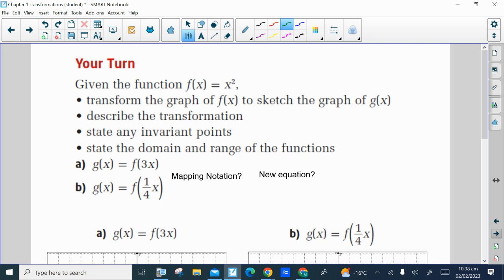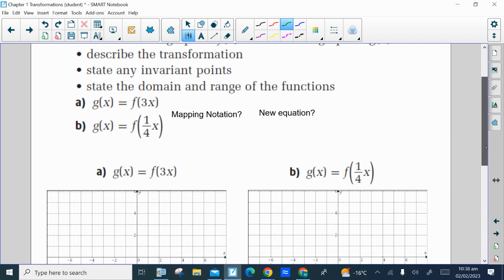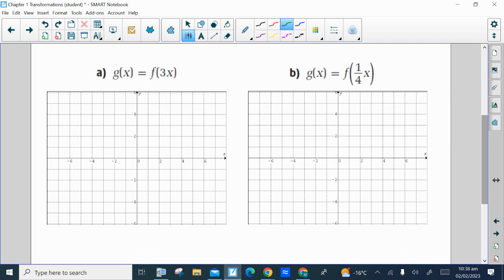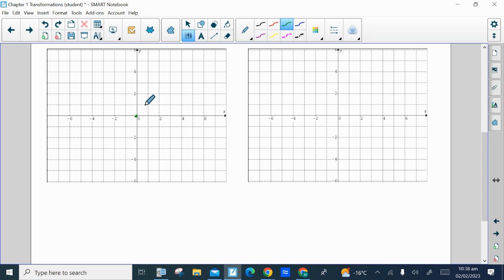And like we did earlier, we can do the same thing with an equation like f of x equals x squared. So we'll start by drawing x squared for both of these graphs. Might as well do them both.